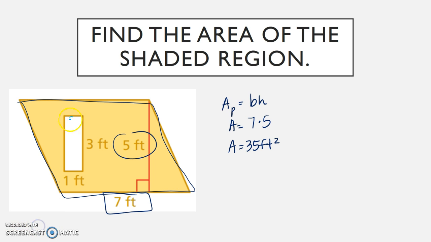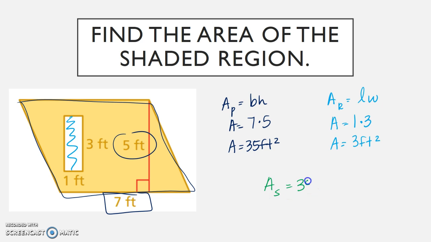Now we need to find the area of this rectangular piece. So the area of a rectangle is length times width. So here our length is 1 foot, our width is 3 feet. And so we've got the area of 3 feet squared. So two separate areas. And what we're trying to find is the shaded region. So we've removed this rectangular piece. So we have to remove that area from the total area. So it's a subtraction problem. So I'm going to put area and then S for shaded. We've got 35 minus that 3 from the rectangle. So the area of the shaded region is 32 feet squared.